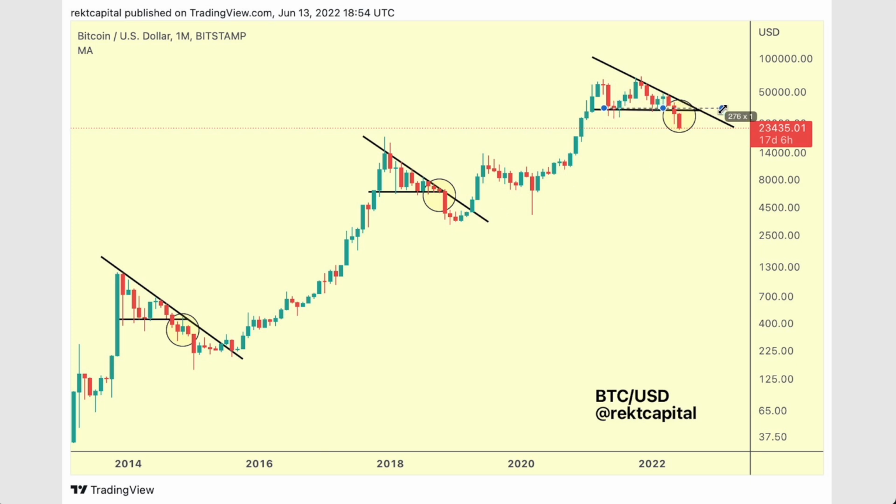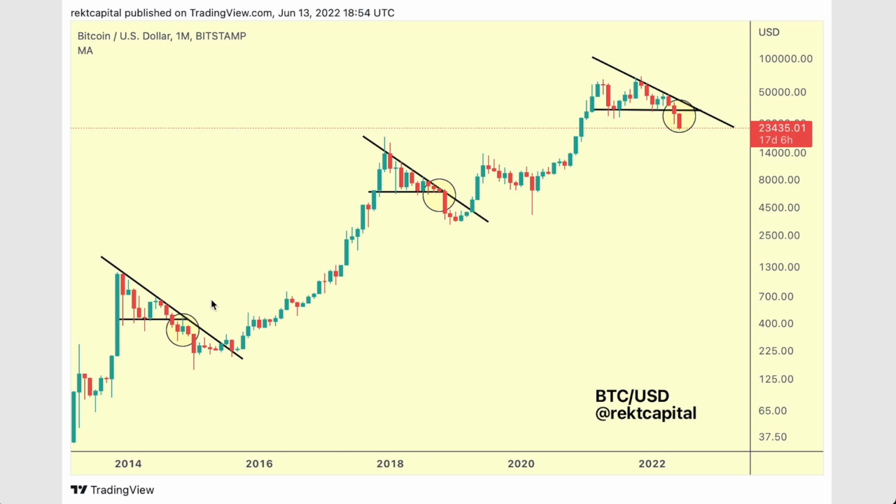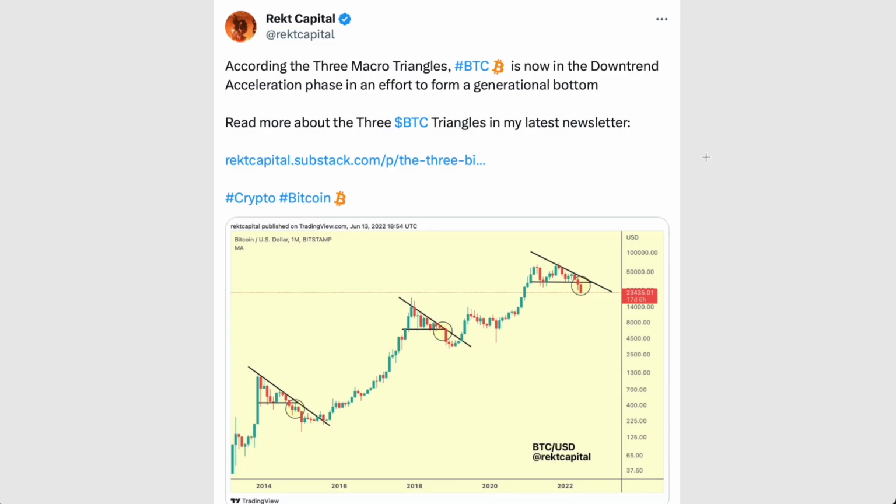So based on that sort of tendency, this is where I created the thread, which got a bit of traction on Twitter, that according to the three macro triangles, back in June 2022, we were now in a downtrend acceleration phase in an effort to form that generational bottom. And that just goes to show that when we lost the base of this descending triangle, we were now setting ourselves up for downside continuation. And that's what this yellow circle suggests. So back in mid-June of 2022, that downside acceleration was very much occurring.